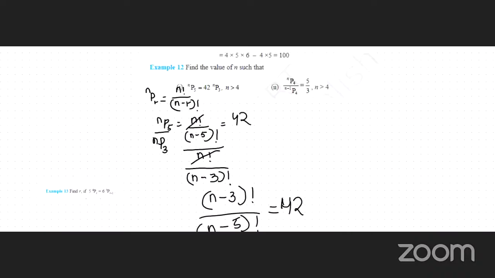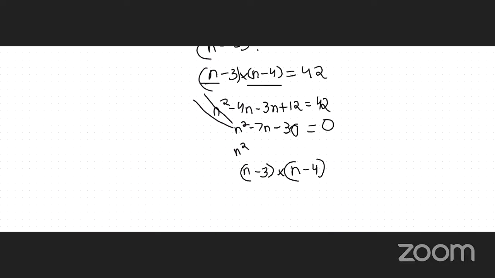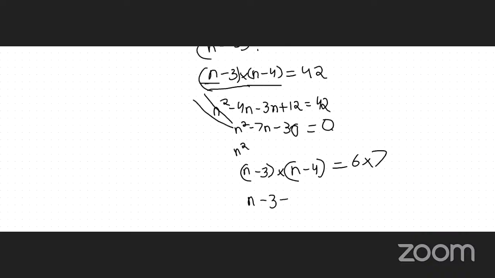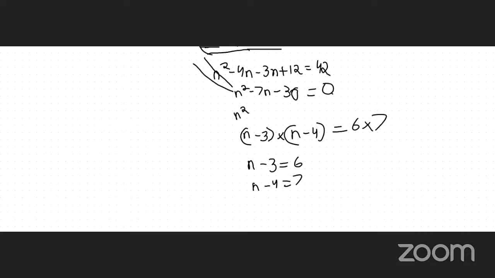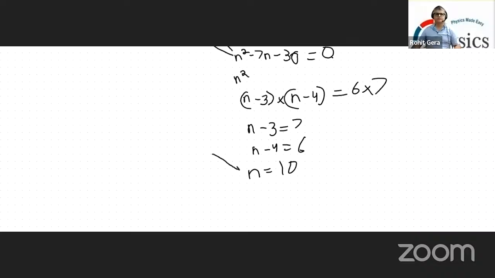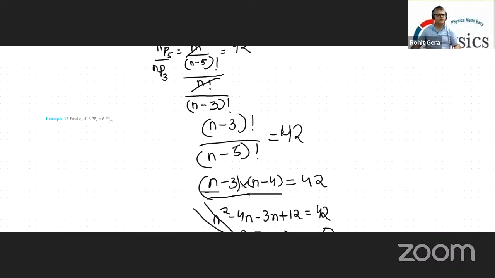Actually, for a quadratic equation of this type, if I have given a value, we can solve it this way too. n minus 3 is equal to 6, n minus 4 is equal to 7. Sorry, 7 and 6. So n equals 10 in both the cases. The only thing is, this doesn't give you two answers, it only gives you one. It is hit and trial, but it works. Okay, try example 15.